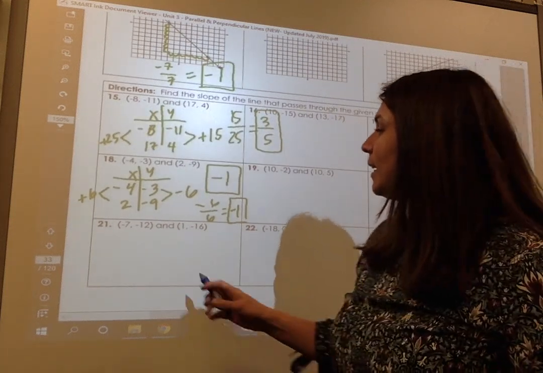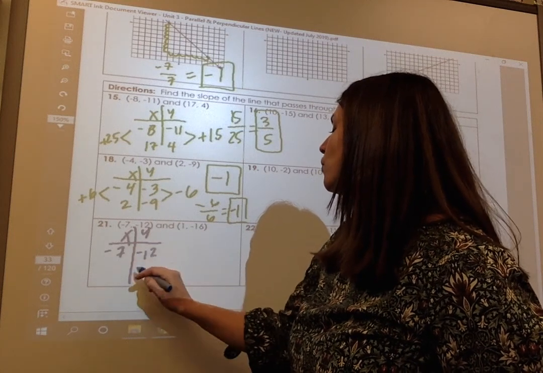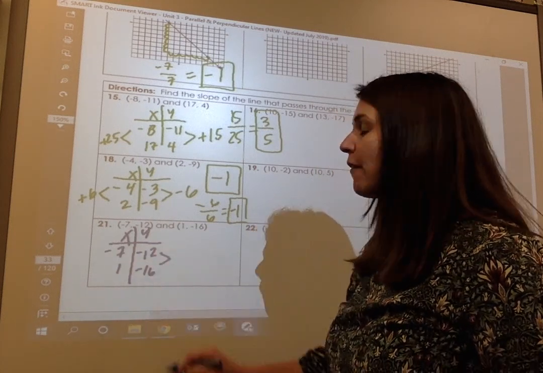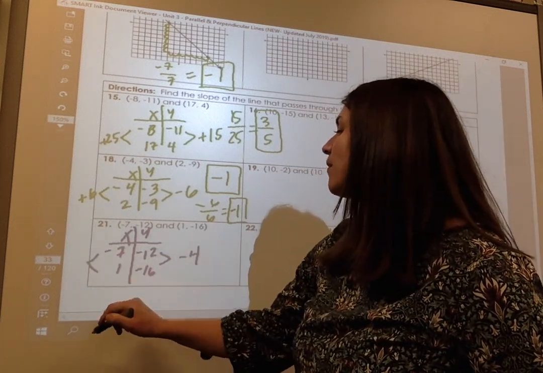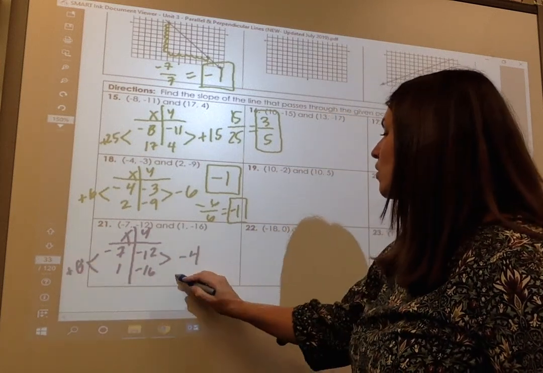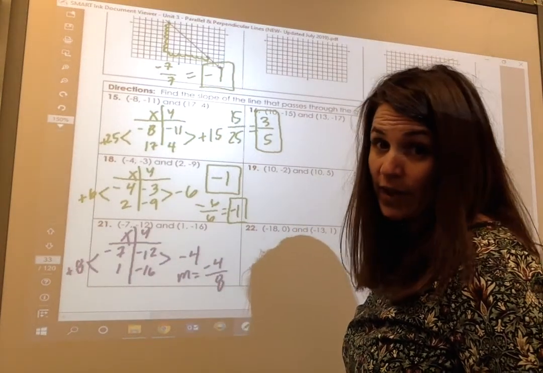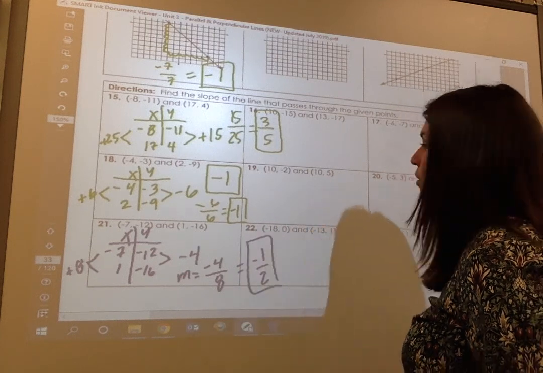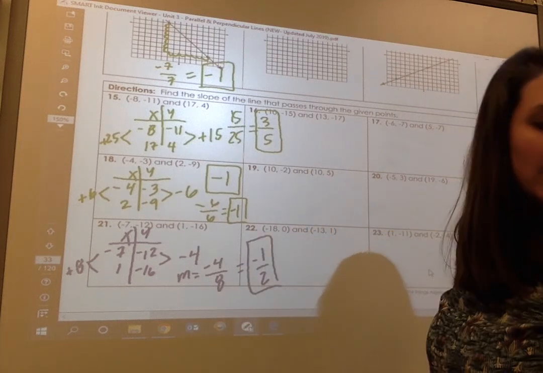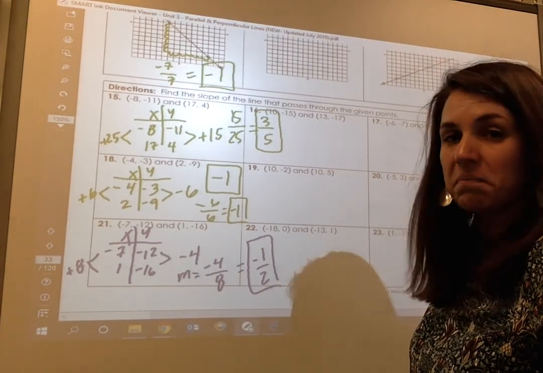And number 19, changing it up with blue, (-7, -12), (1, -16). To get from -12 to -16, you subtract 4. To get from -7 to 1, you add 8. So my slope is -4 over 8, which you would never give that to me. It reduces to -1/2. So my slope is -1/2 for 21. If you're not getting those, come and see me because we need to practice some more, but I think you'll probably get it.